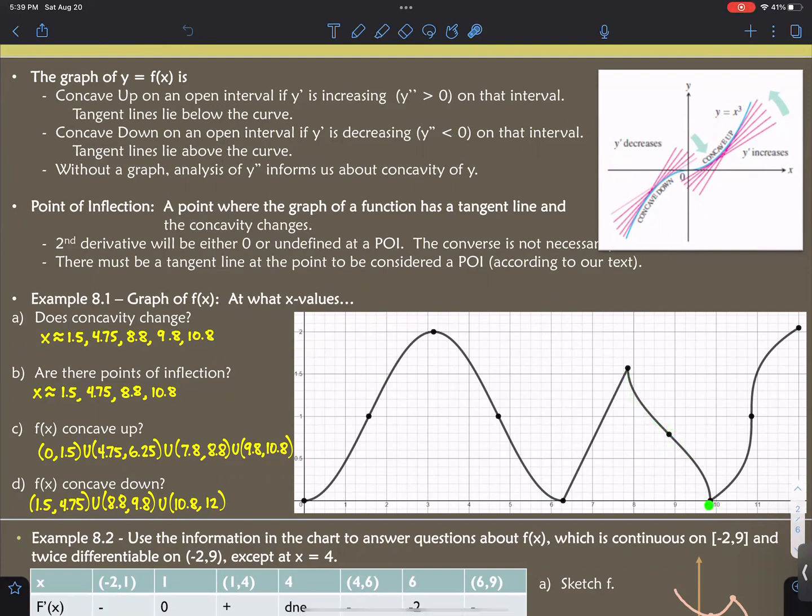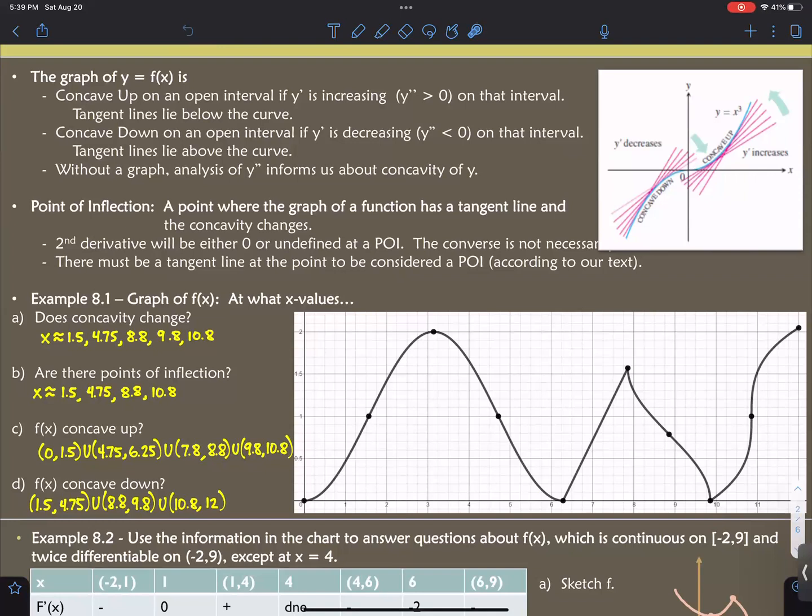But the next location where we switch from up to down is right around here, around 8.8. Here's the special case. We do switch from concave down to concave up, right? But it's not a point of inflection because we don't have a tangent line here. But we can say concavity changes, so I indicated that with the 9.8. And then there's one more up here, close to 11. I put about 10.8.